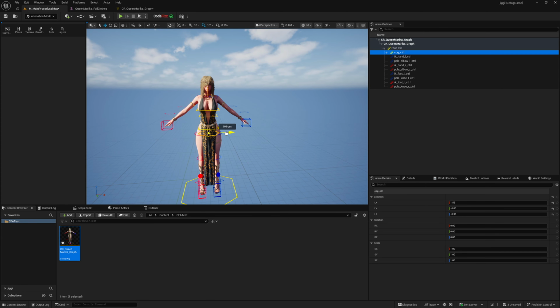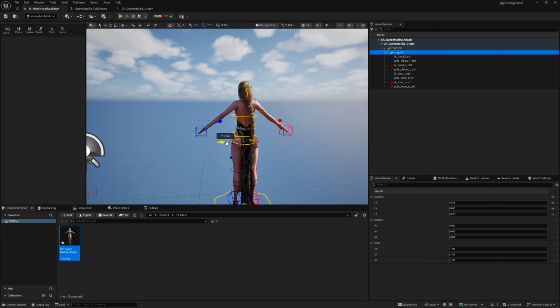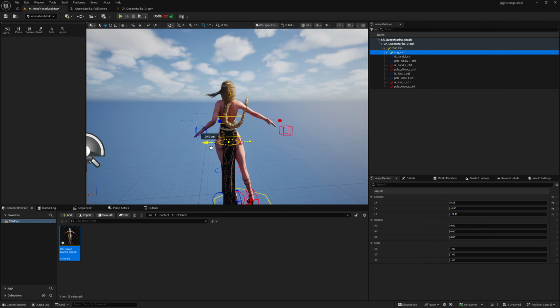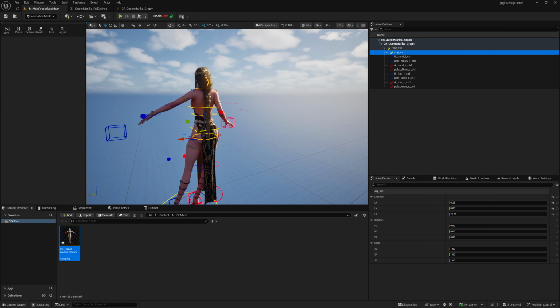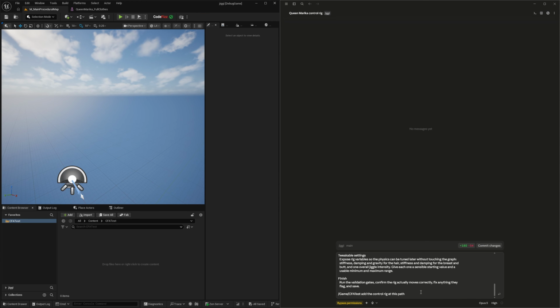This whole control rig was built by our CodeFizz Editor Agent, and I did not lift a finger. Every control you see here is its work: the breast and hip jiggle, the hair physics down the braid. 311 bones from a single prompt. Here is the prompt. Pause if you want to read it.